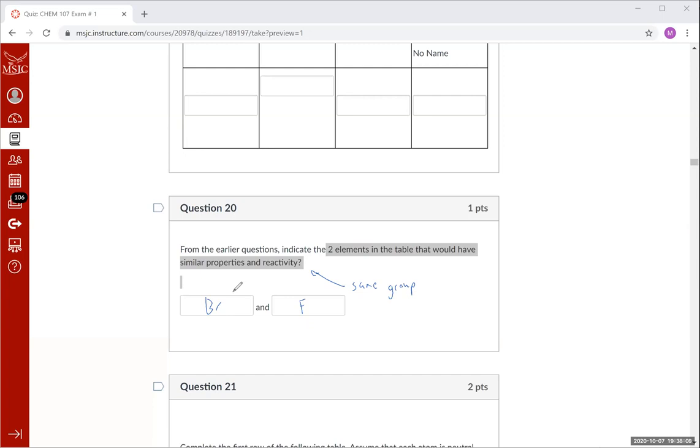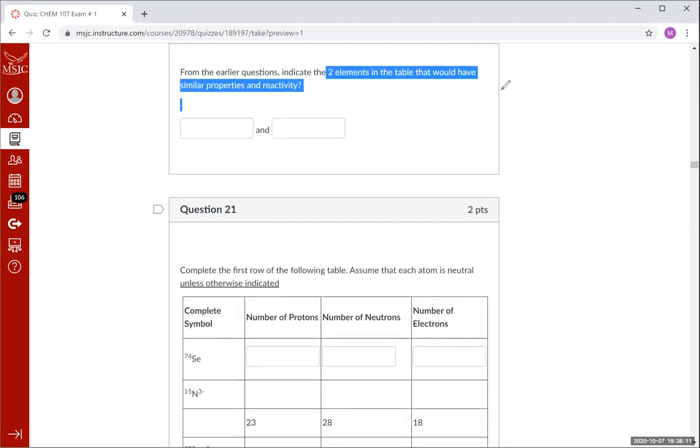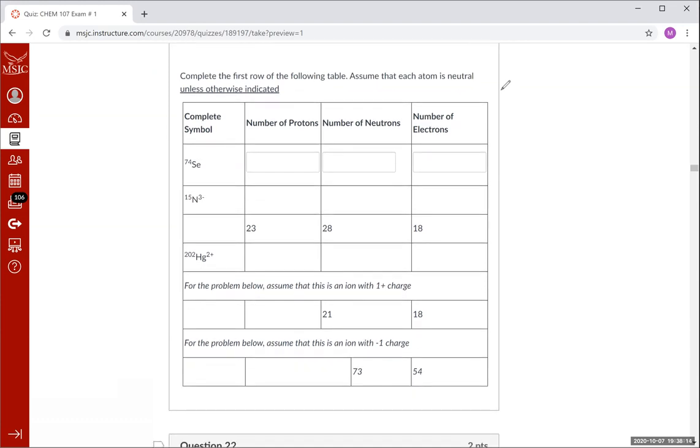Okay, so let's keep going with this, and let's fill out the following table. This is isotope notation. Looking at selenium, we have selenium 74, so we know the mass number is equal to 74. If we look up selenium in the periodic table, what is our atomic number equal to? 34. Okay, so our atomic number is 34. Ergo, our number of protons is 34.